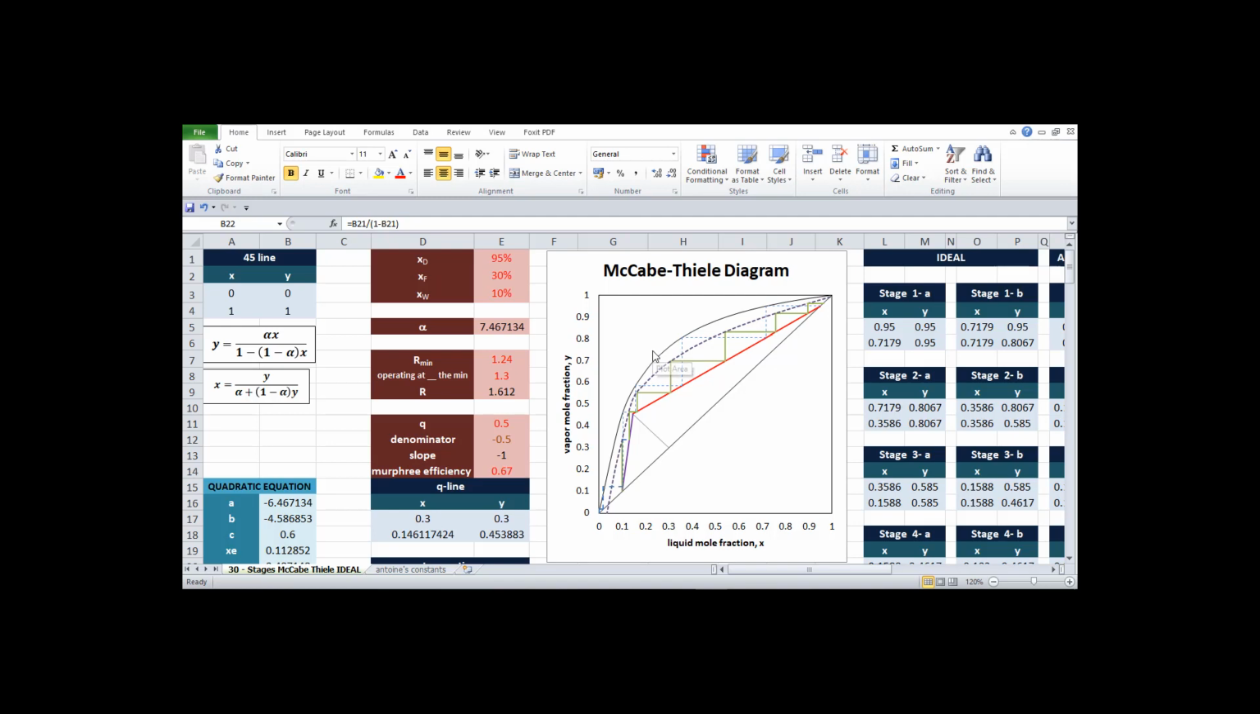For you to clearly see the number of ideal stages, I will just remove the equilibrium line of the Murphree efficiency. So there you go. Counting the ideal stages, we have 1, 2, 3, 4, and 5. This will be the answer for letter A.